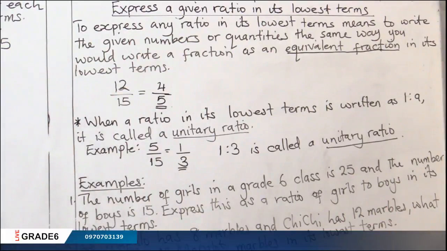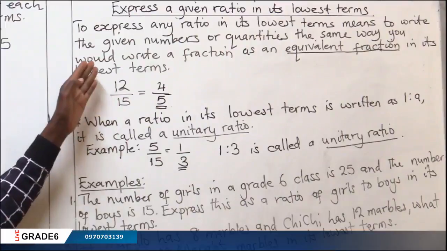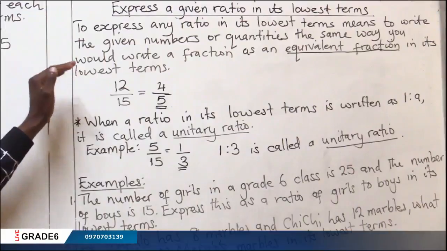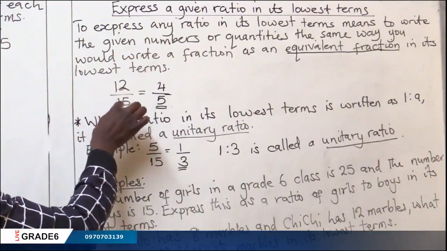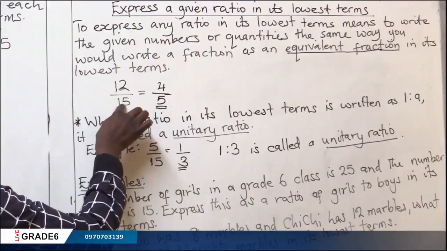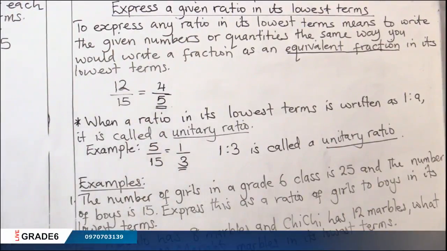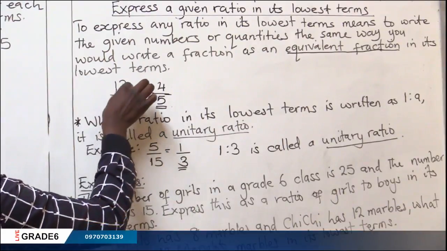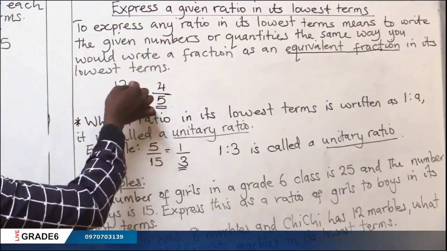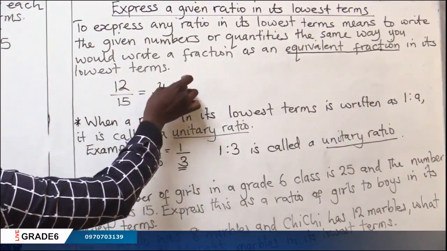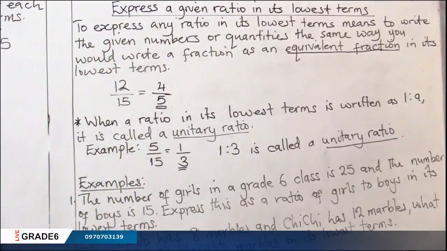So I said to express any ratio in its lowest terms means to write the given numbers or quantities the same way you would write a fraction as an equivalent fraction in its lowest terms. For example, we have 12 over 15. You look for a factor that can go in 12 and in 15 without leaving a remainder, and we found that the factor is 3. So 3 into 12 is 4, 3 into 15 is 5. Therefore, 4 over 5 is an equivalent fraction.